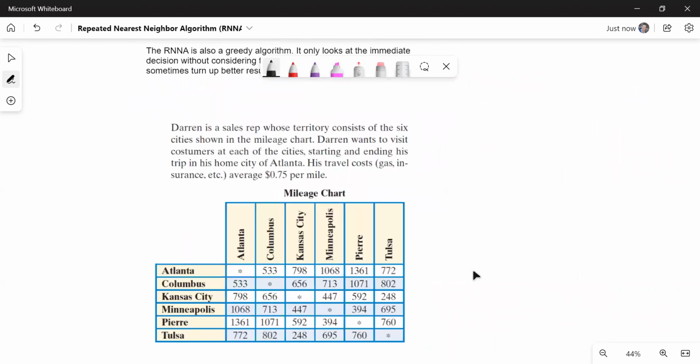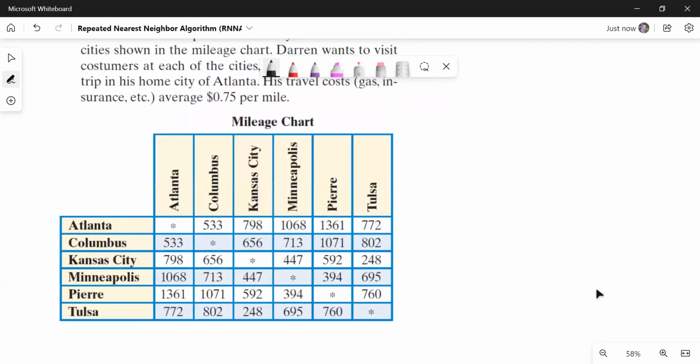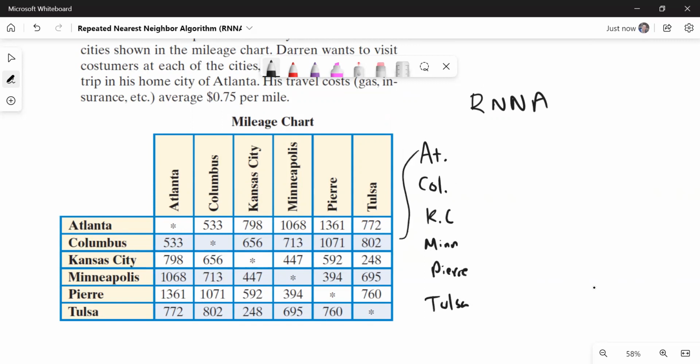Now, we visited this problem in the last video where Darren was traveling to all these cities. Now, if you're going to do this problem with a repeated nearest neighbor approach, what you might find is a better answer if you start at Atlanta versus if you start in Columbus versus starting in Kansas City, Minneapolis, Pierre, and then Tulsa. You'd have to do this problem 6 times, and repeat that nearest neighbor approach. When you got done, of those 6, there may be some repeated routes. They may be all different, but whichever one was the least mileage, we would consider to be the repeated nearest neighbor winner. And that is how we will choose our winners.